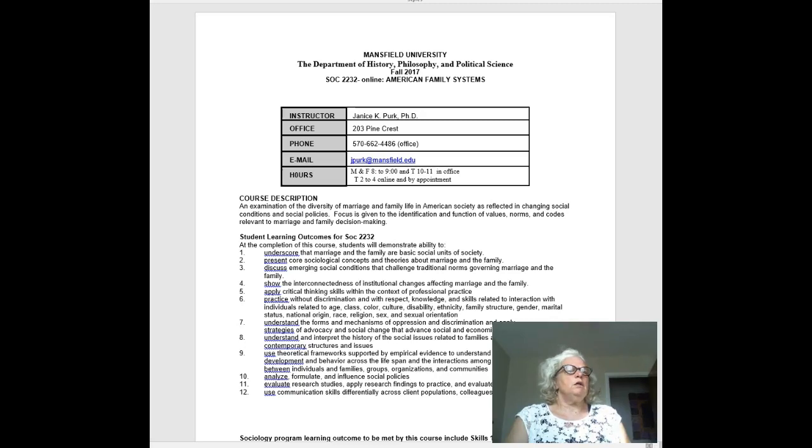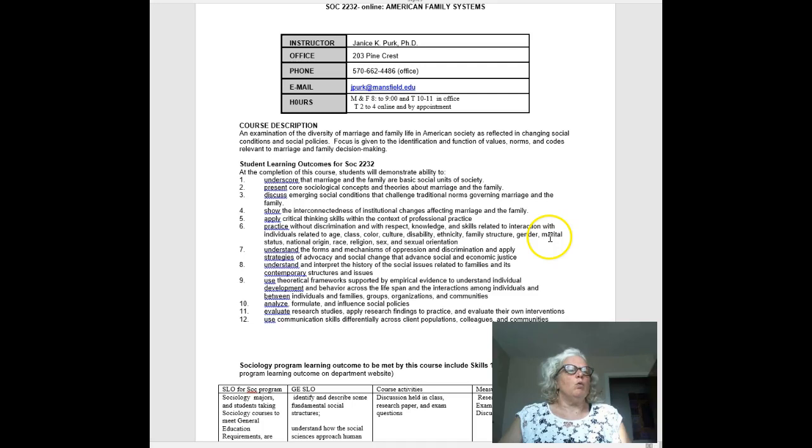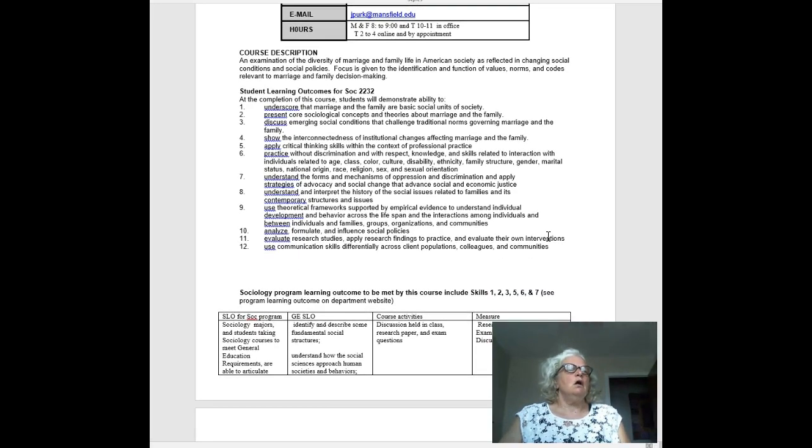I would highly recommend you read the syllabus in detail and return to it on a regular basis, looking at the information here to help you through the course. So basically, we are looking at how the American family works, the conditions, the social policies. We're going to focus on the functions, the norms, and the codes, and tying it into those sociological concepts.